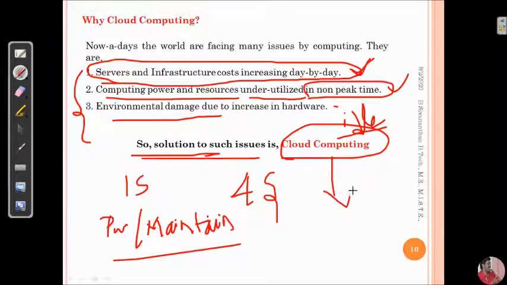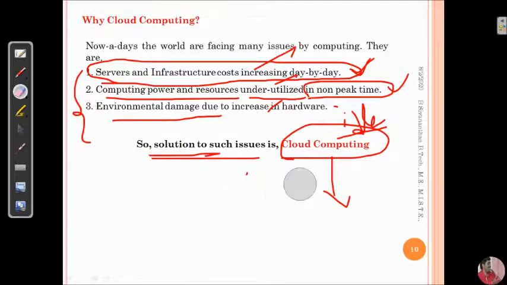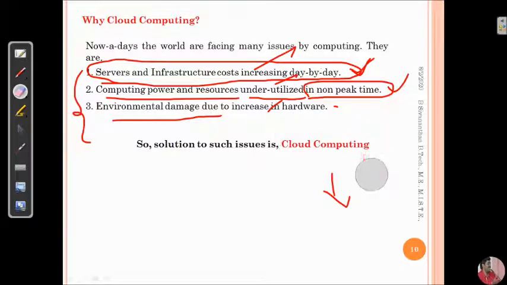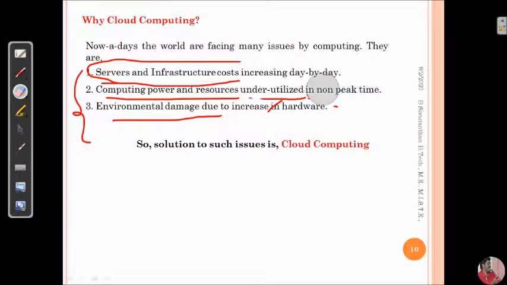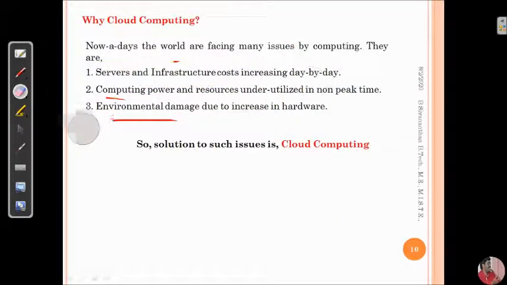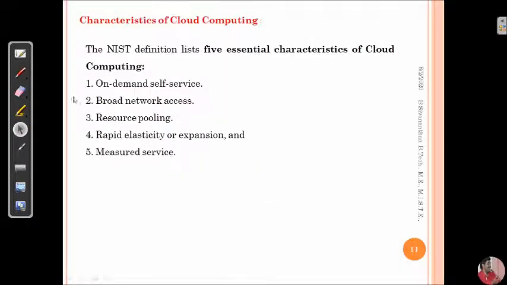With the help of cloud computing, we can eradicate these set of disadvantages. We will dig much deeper into that particular topic later in the unit, so no need to worry about it right now. Next, characteristics of cloud computing.